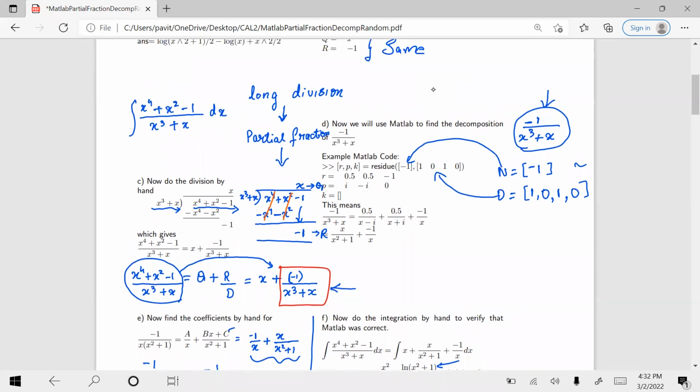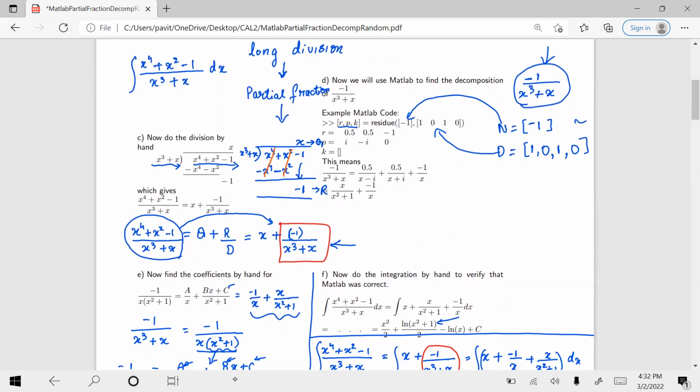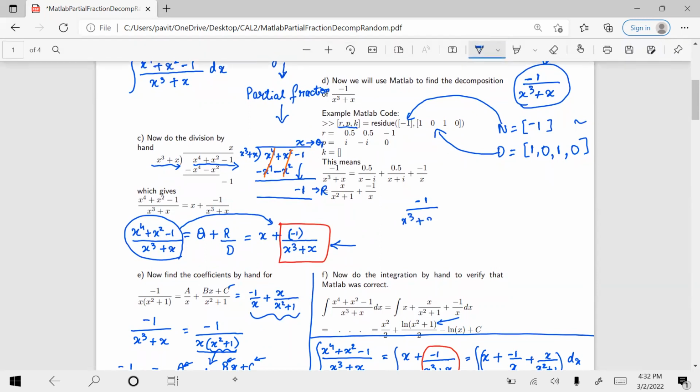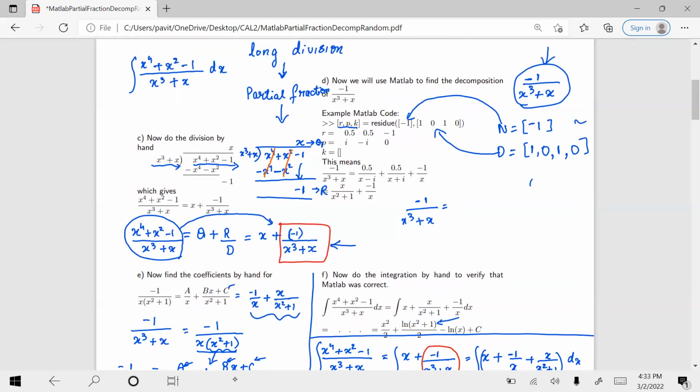Okay, what is this R, P, K here? Now, we have -1 divided by x cube plus x, right? And we wrote this as a over x plus (bx plus c) over x squared plus 1. Agree? Now we will be writing the MATLAB answers in the same way. So we want MATLAB to identify the constants R, P, and K.